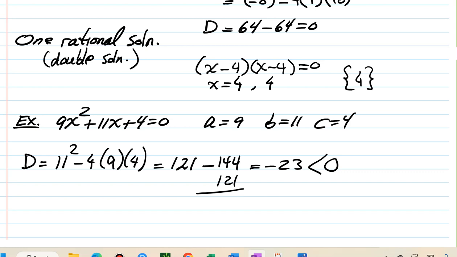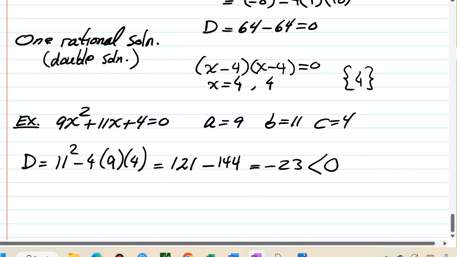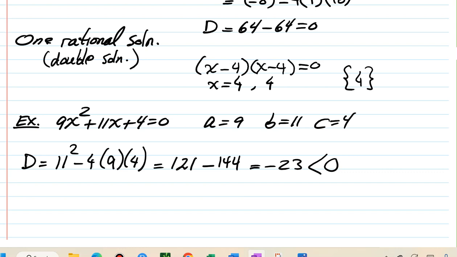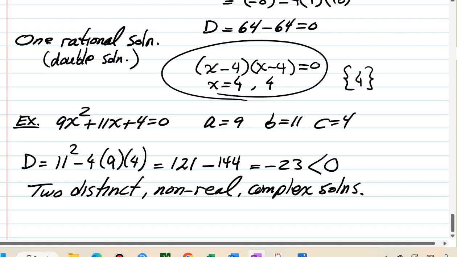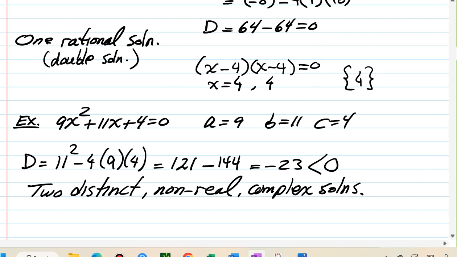So clearly that's negative, right? Therefore, if the discriminant is negative, remember the kind of solution we get? We get 2 distinct non-real complex solutions. So we get 2 imaginary solutions, in other words. Distinct here meaning different. They're not the same. See here? Up here, the one that I just did, those are not distinct. They're the same. 4 and 4. So we get 2 different. Then these 2 distinct, just so you remember, will be conjugates.